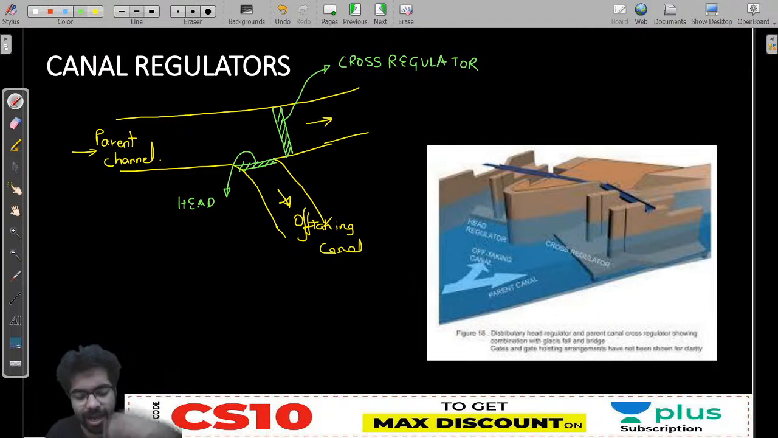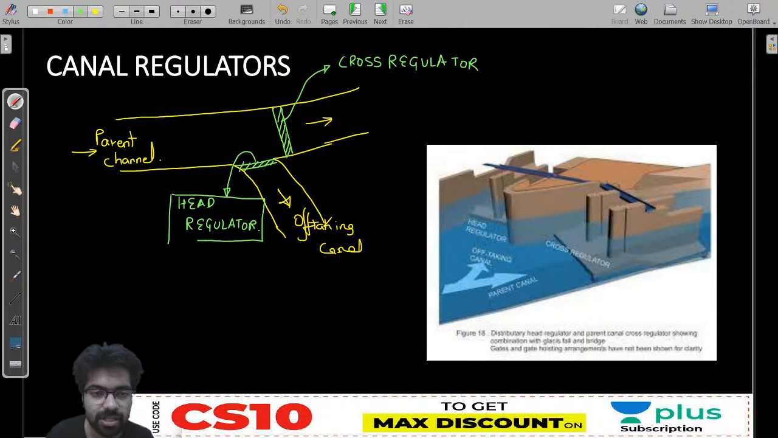Obviously it is provided on the head of the canal, so obviously it is called head regulator. Yes sir, I have understood this. Two regulators are there. Now listen very carefully.